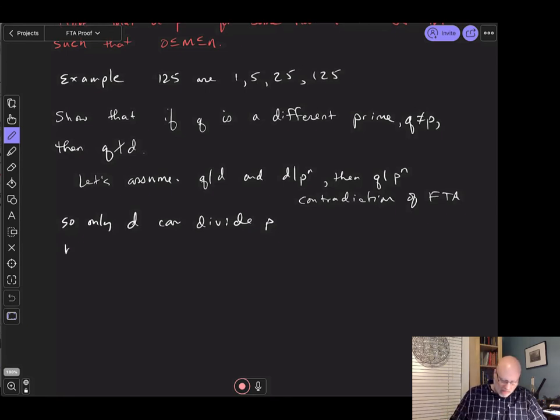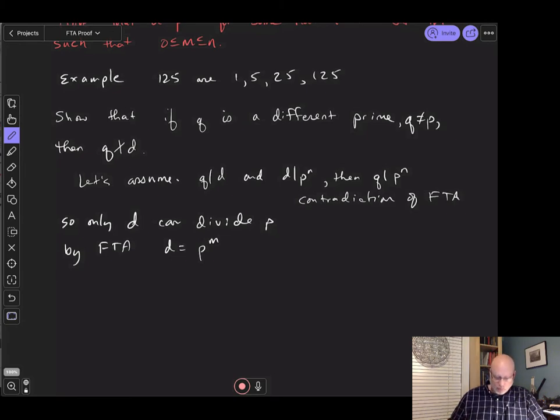And by the fundamental theorem of arithmetic, D equals P to the M. It's some power of P, because there can't be any other prime numbers in there. And now the only other thing we need to show is that M actually has to be less than or equal to N.